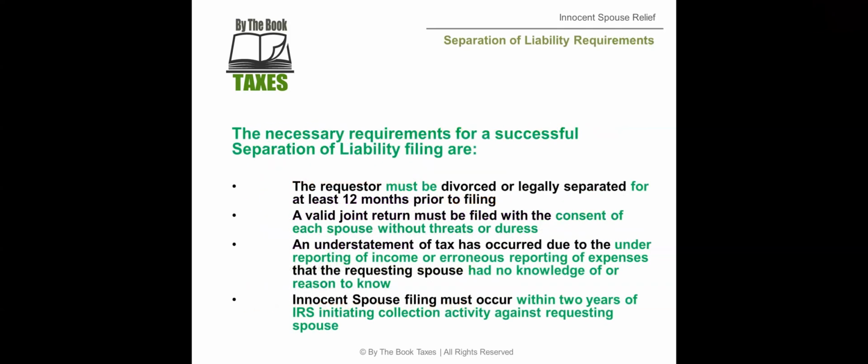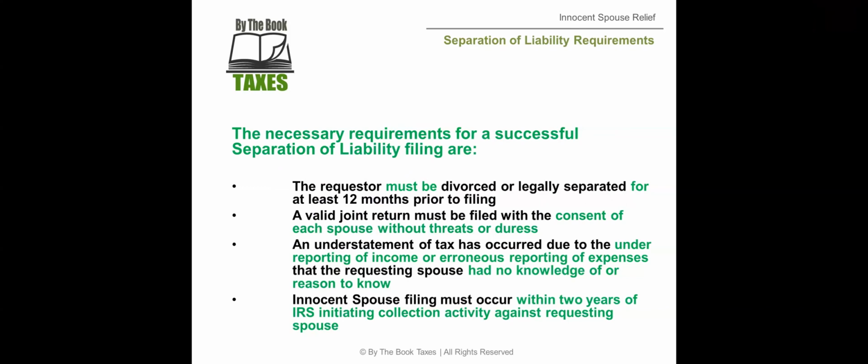Okay, so here are the requirements for a successful separation of liability filing. And these are a little different than last week's. In this one, the requester must either be divorced or legally separated from the other spouse for at least 12 months, or a year, prior to making the separation of liability filing.